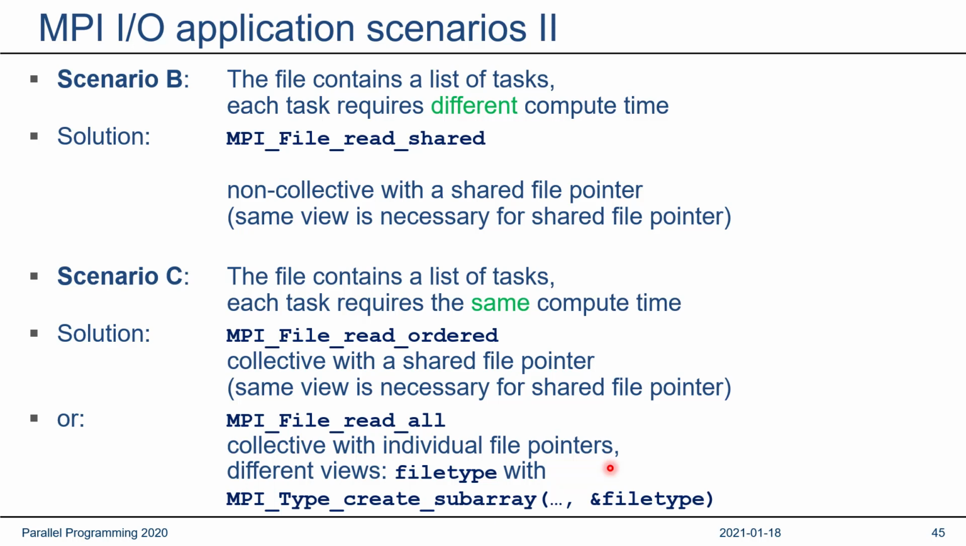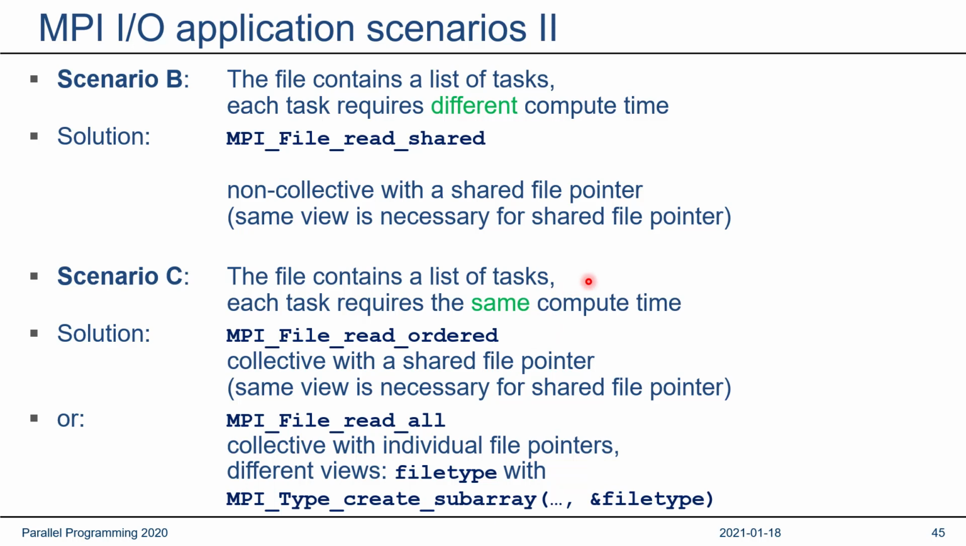That could be like an automatic load balancing mechanism like we investigated with the ray tracer program that was part of the exercises. In that case, you would like to use a shared file pointer using MPI file read shared. This is non-collective, so whenever a process calls MPI file read shared, it reads the next elements from the file. The shared file pointer is advanced, and then the process after that will read from that position. So this is non-collective.